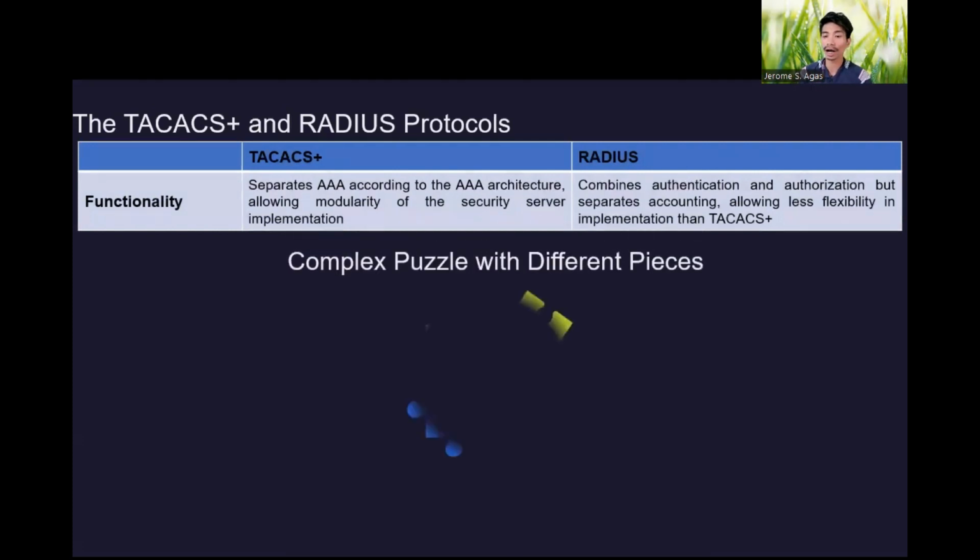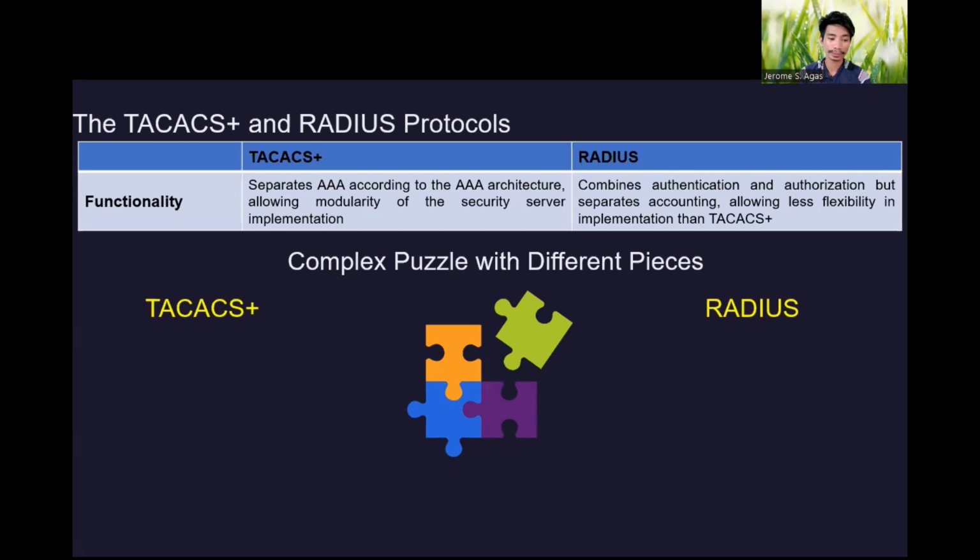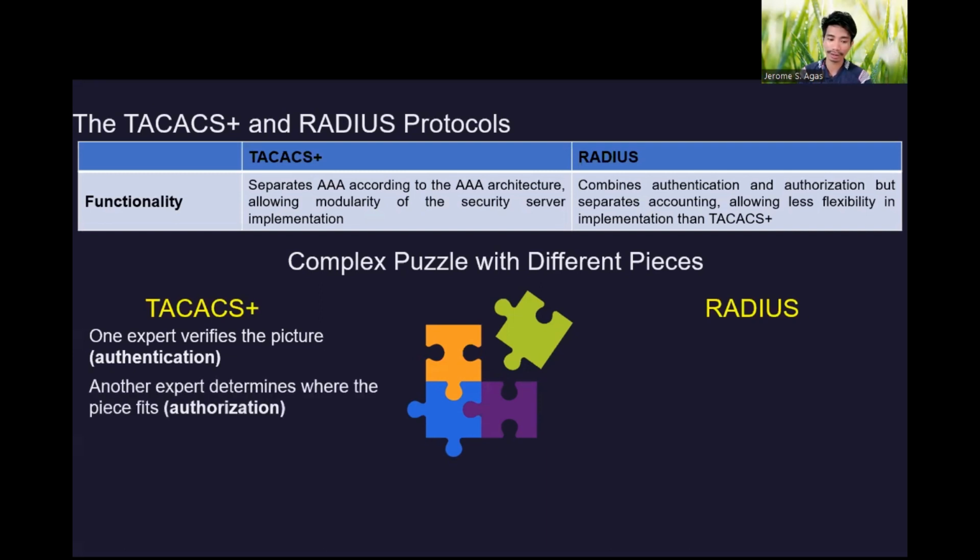This is my analogy of a complex puzzle with different pieces. In TACACS+, there is one expert per AAA function. Let's say authentication: one expert verifies the picture. When we encounter the word authentication, it means verifying, so you're verifying if the picture is part of the puzzle. After that, another expert determines where the pieces fit. This is authorization. You authorize the puzzle piece to fit in the whole picture.